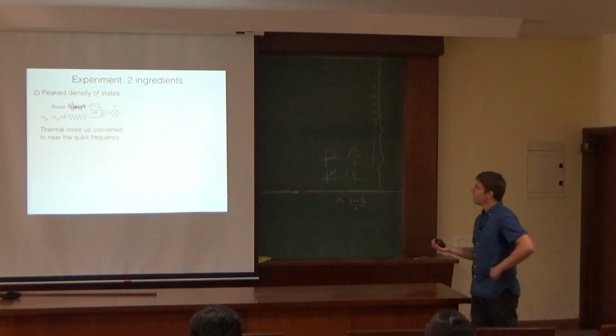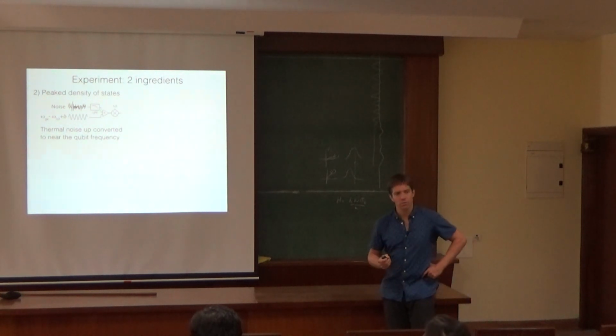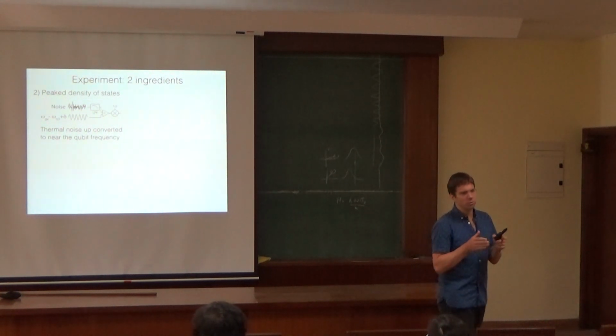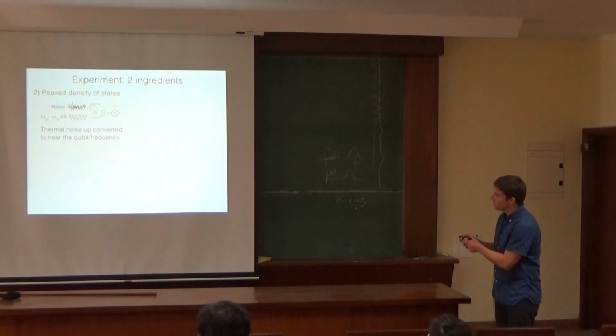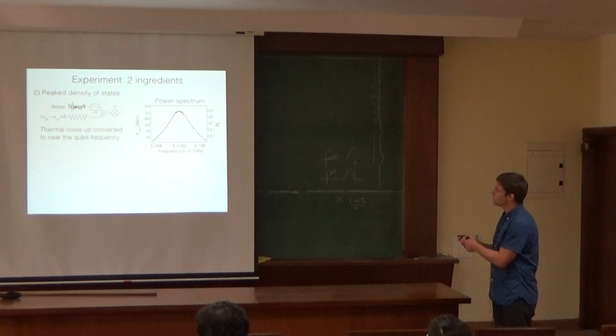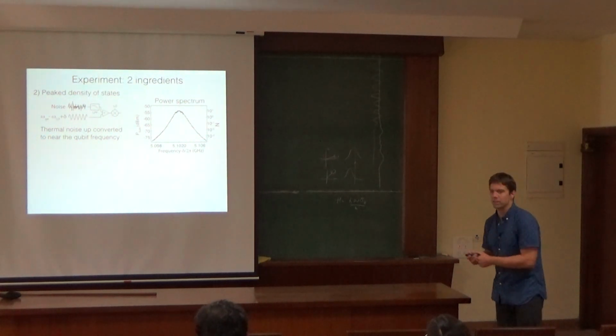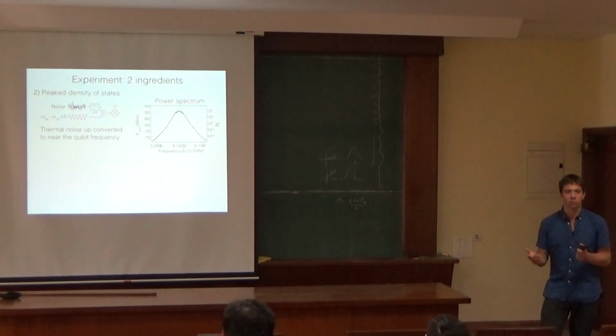Second ingredient, we need some sort of peak density of states. So what we're going to do here is take some thermal noise. We're going to filter it to create a very low frequency thermal noise. And then we'll use single sideband modulation techniques to modulate this up to near the qubit frequency. So here's the power spectrum of that bath we create. It has thermal photons. There's maybe 10 of them at the center of the bath, and they fall off like a Lorentzian squared. Okay, so we have a thermal noise bath.